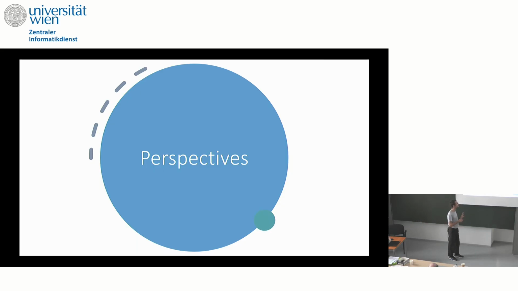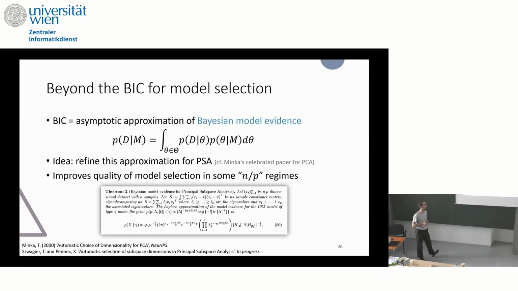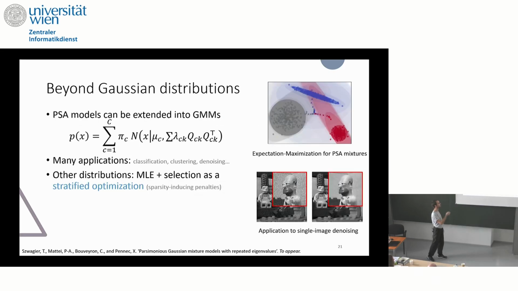And now I have 2 minutes to dive into the perspectives. Our results rely on the Bayesian information criterion, which is a widely used criterion for model selection. But it has some limits because it relies on many approximations. So there is an idea to extend the computation and refine this criterion based on the very famous paper from Thomas Minka for principal component analysis. It's a work in progress, but basically we have a better criterion than the BIC for performing model selection and knowing which groups of eigenvalues to equalize.